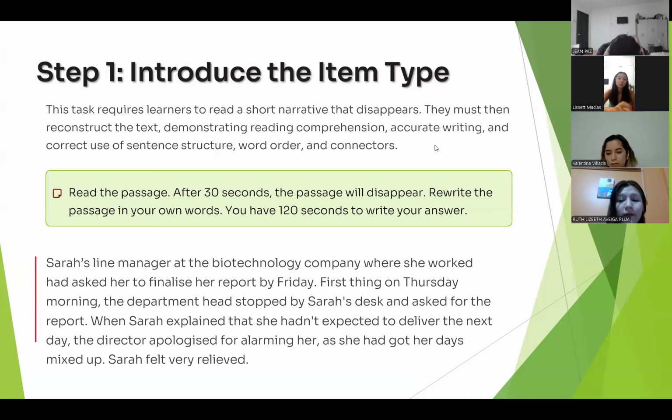So this is what they have to do. Read the passage, and after 30 seconds, the passage will disappear and they have to rewrite the passage in their own words, and they have 120 seconds to write their answer. So here we can see the passage, or the example. In this part, students only need to remember the main events and the correct order.